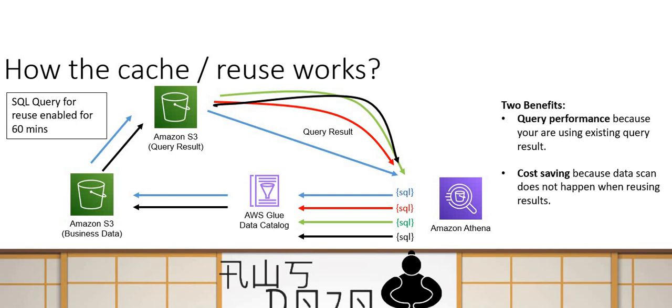So you are not scanning data again and again. So it saves cost for you as well, because Athena is charged based on the amount of data you are scanning to give the query result. So it helps you both query performance wise as well as cost saving wise.